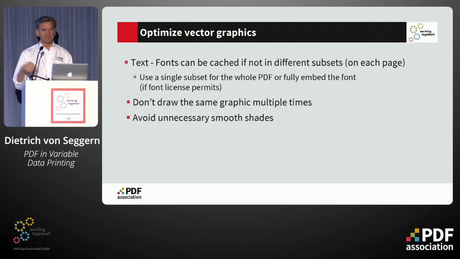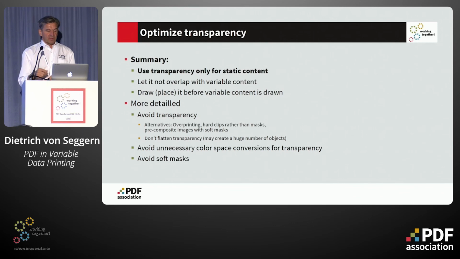And then quite obviously, if you have a graphic, not necessarily an image, if you have vector graphics, you shouldn't draw it anew every time you use it. You would rather group it together and place it again. And smooth shades are always an issue. For transparency, I don't want to go too much into detail here. In general, as I already said, don't use transparency for interactions between static and variable content. Another way to approach it would be to say, don't use transparency for variable content, only use it for static content.